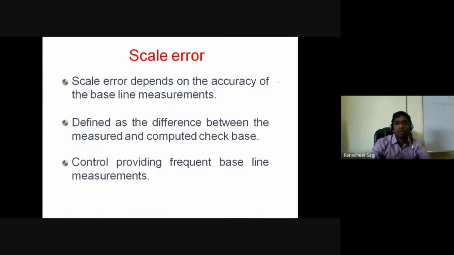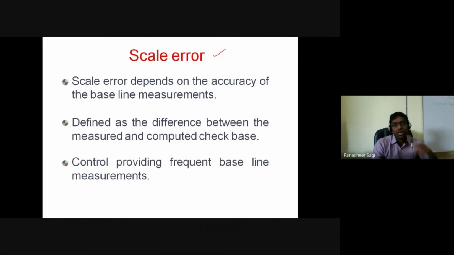Next, moving on to what is called scale error. We know what is meant by error. What is meant by error? Error is nothing but the difference between what you have calculated and what is exactly existing, or what is calculated and what is measured. The difference in those measurements is what is called error.